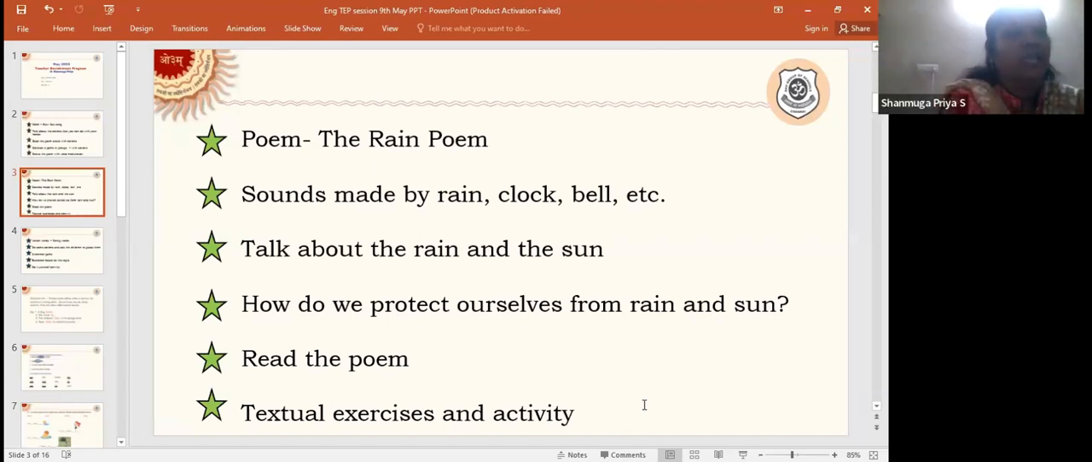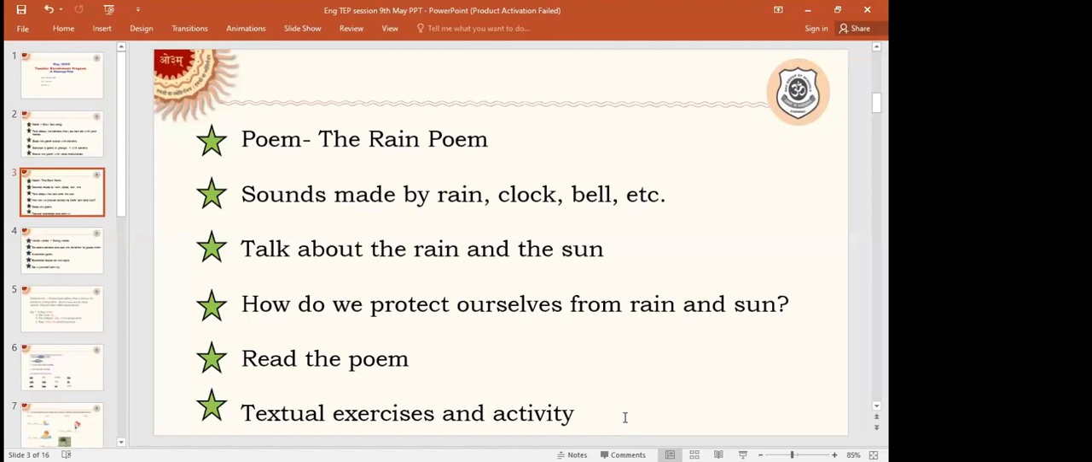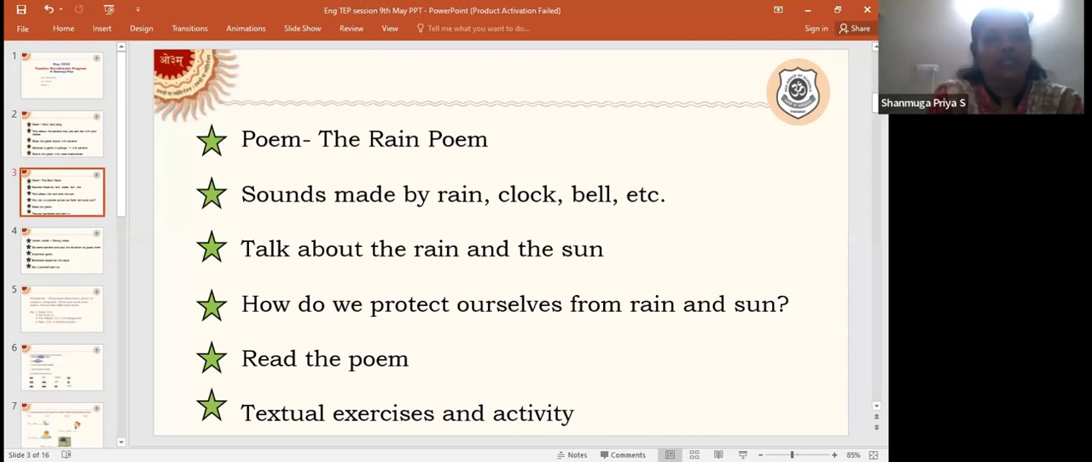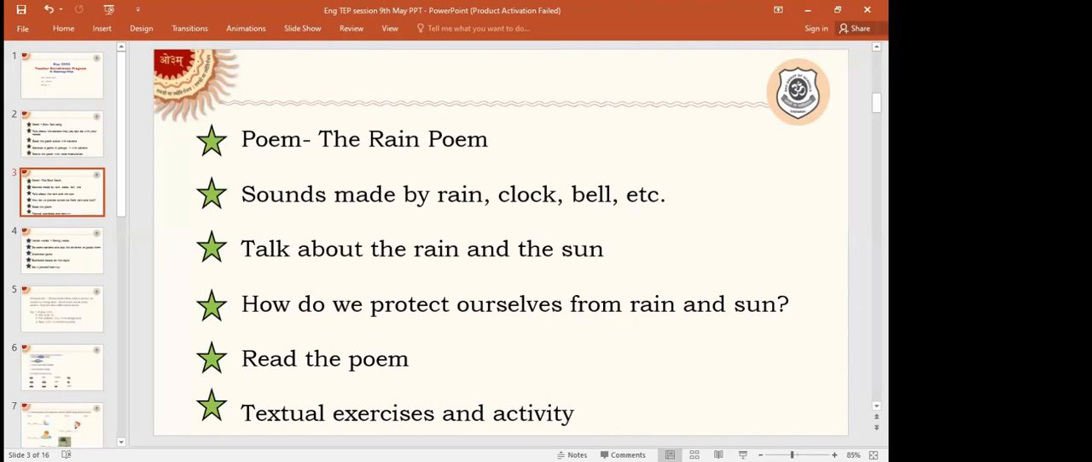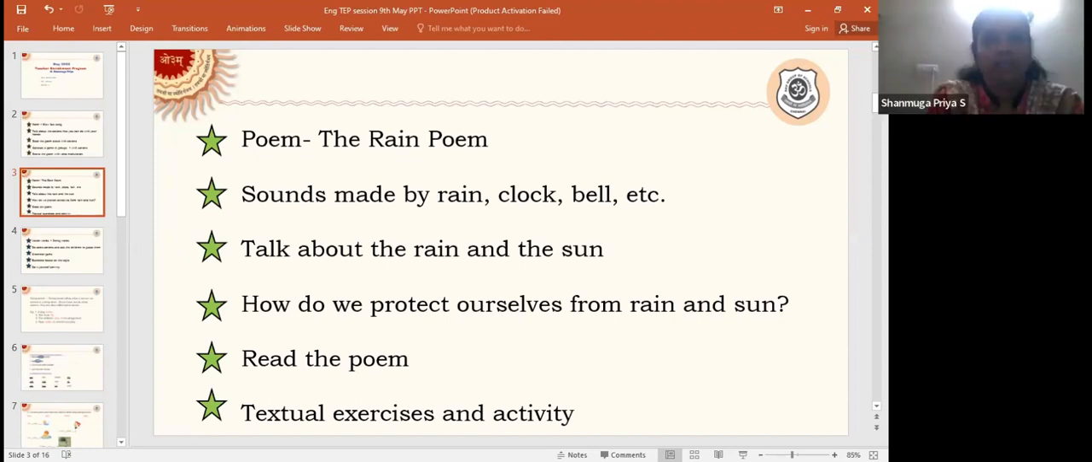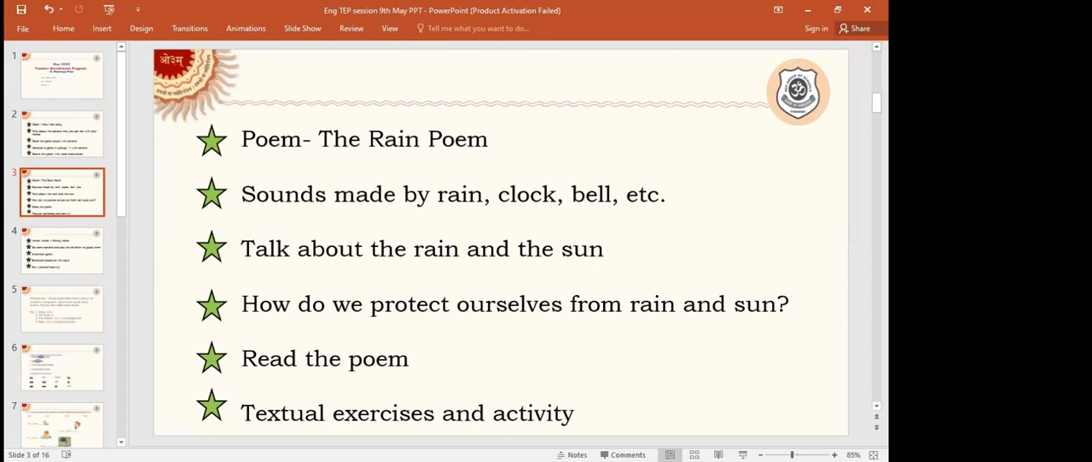Match the things in A to the sound words in B. So rain, it's pitter patter, and clock, tick tock. Tick tock, tick tock, and then wind, whoosh. Whoosh, whoosh. Car horn, honk. Honk, honk, honk, and bell, ding dong. Ding dong, ding dong. Excellent.